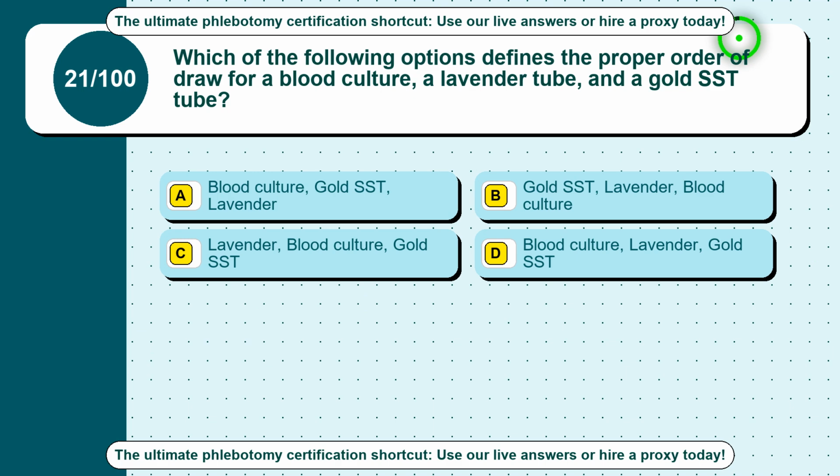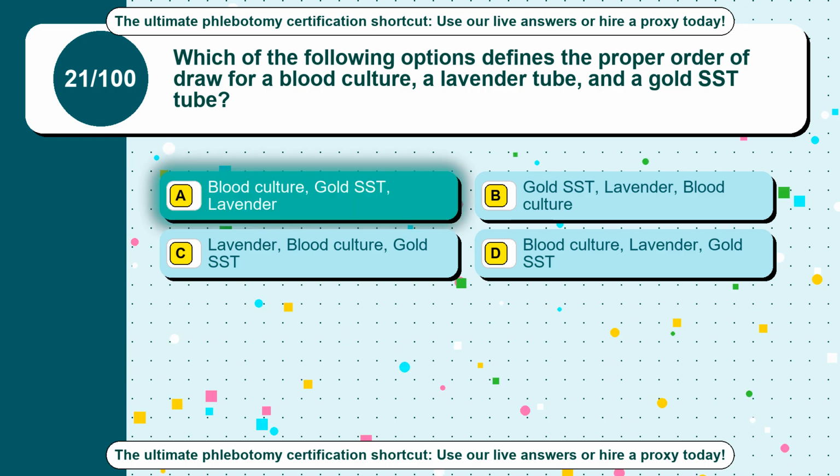Question 21. Which of the following options defines the proper order of draw for a blood culture, a lavender tube, and a gold SST tube? Option A, blood culture, gold SST, lavender. Option B, gold SST, lavender, blood culture. Option C, lavender, blood culture, gold SST. Option D, blood culture, lavender, gold SST. The correct answer is option A, blood culture, gold SST, lavender.